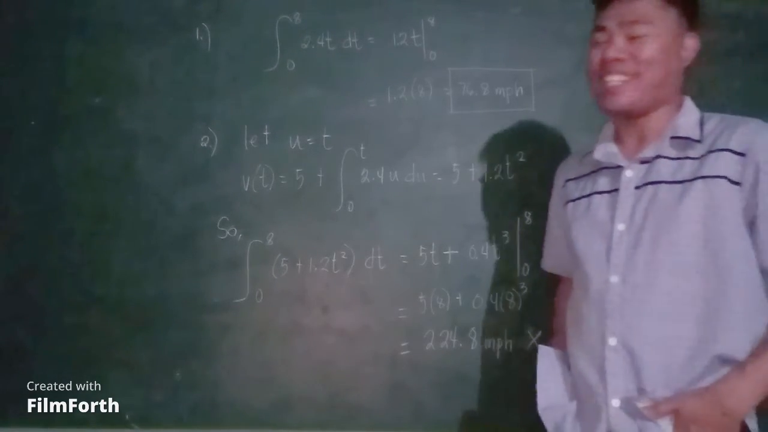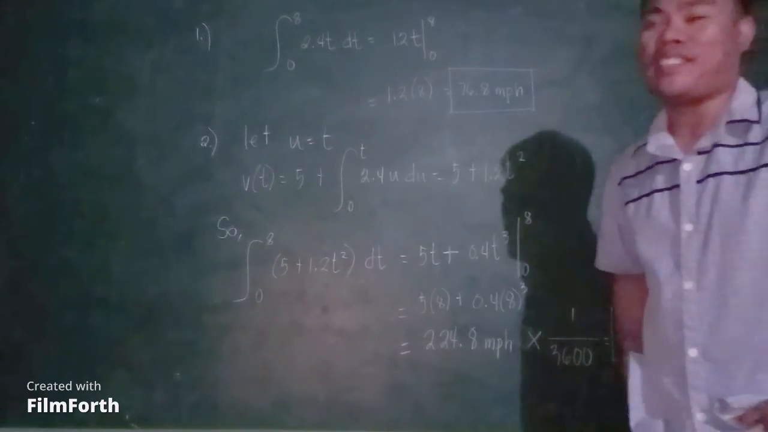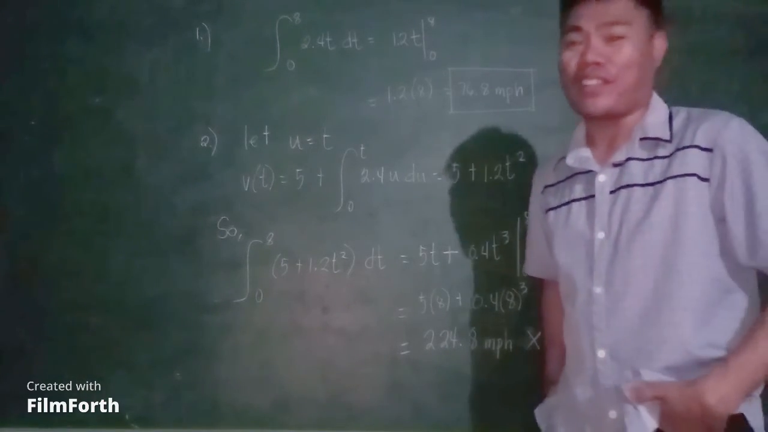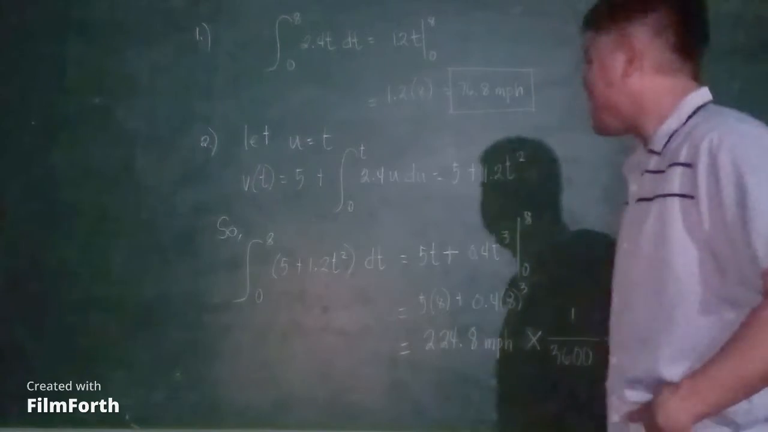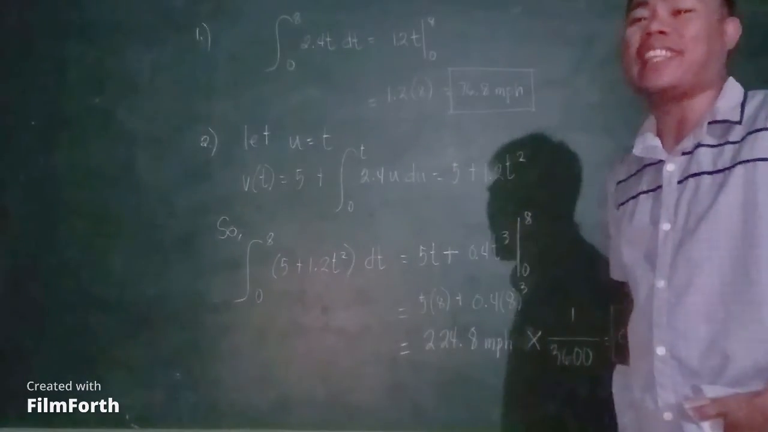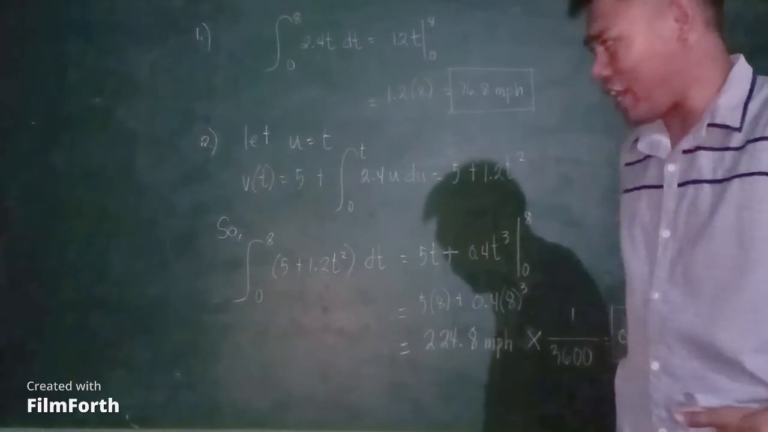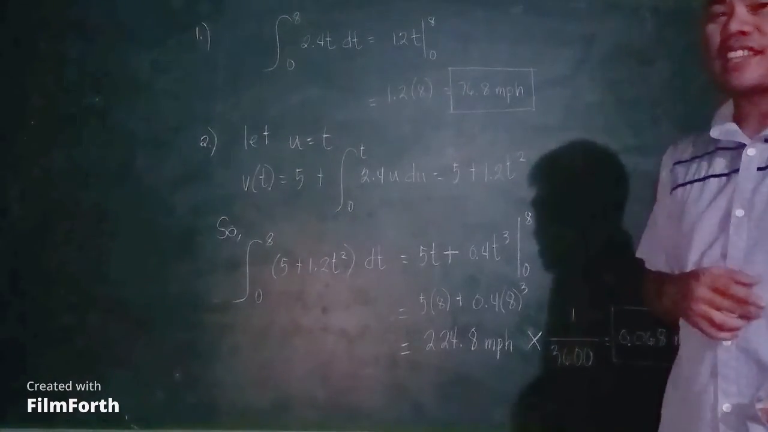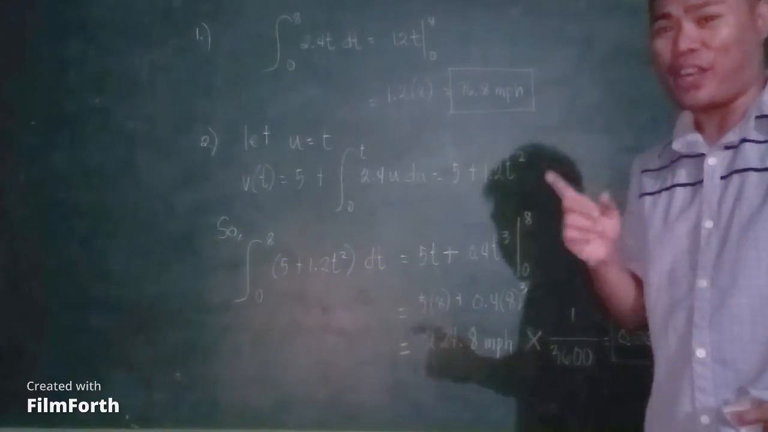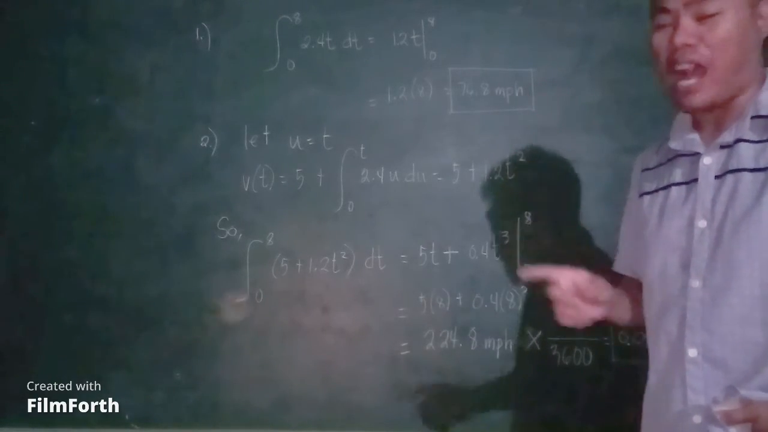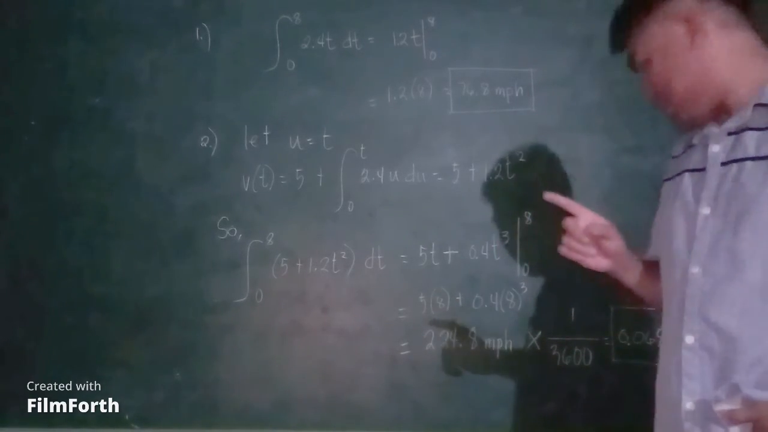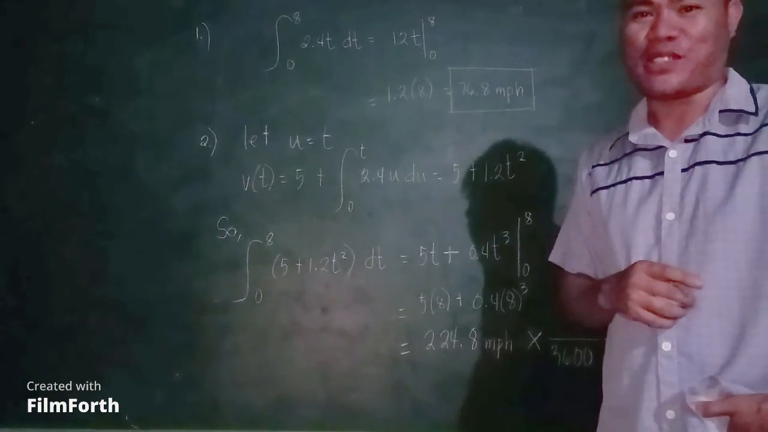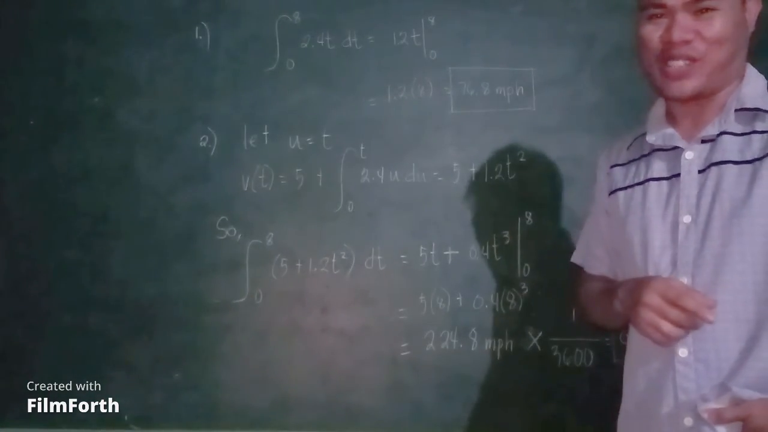So for number 1, the answer is 76.8 miles per hour. Thus, the velocity of the car after 8 seconds is 76.8 miles per hour. And for number 2, the answer is 0.068 miles. Therefore, the car traveled 0.068 miles during those 8 seconds of acceleration.